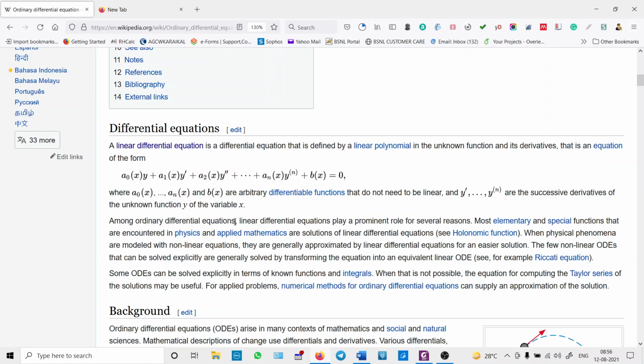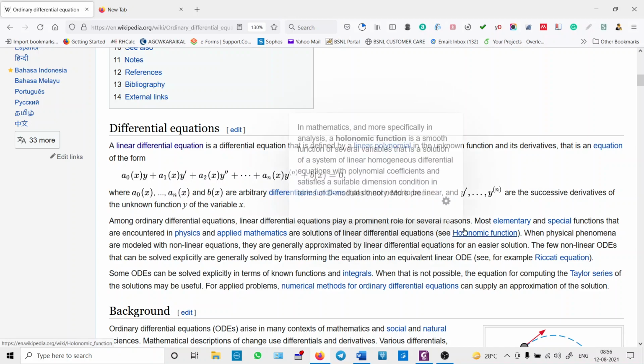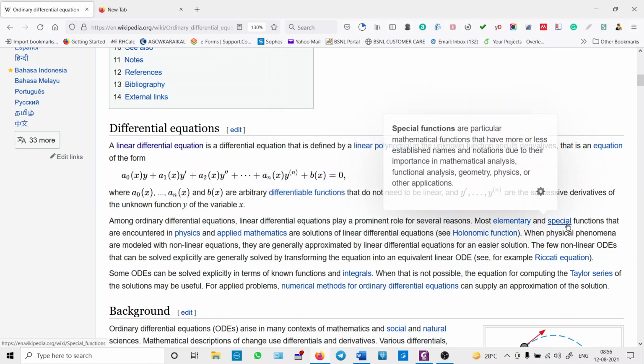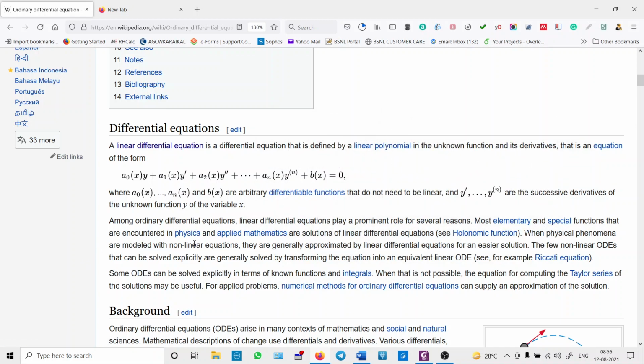Among the ordinary differential equations, linear equations play the prominent role for several reasons. The most elementary and special functions encountered in physics and applied mathematics are just the solutions of linear differential equations. You can see this function, what is a holonomic function, and in most of the cases, the problems encountered in physics and applied mathematics, most of the special functions, whichever you come across, they are nothing but the solutions of linear differential equations.